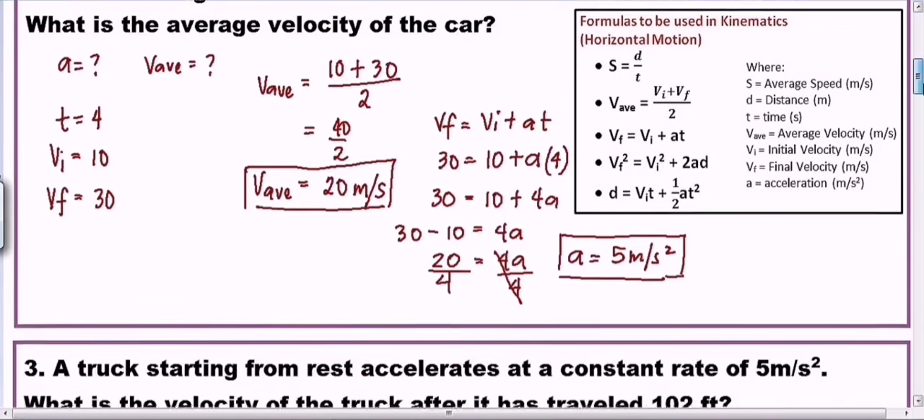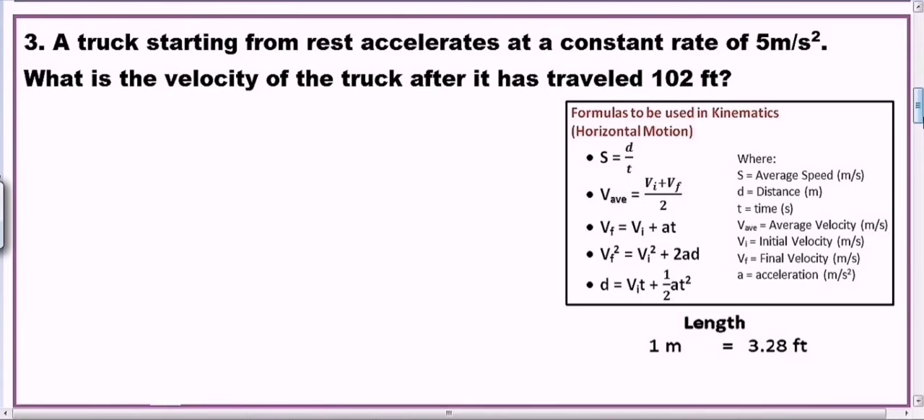Okay? Let's proceed to the third example. A truck starting from rest accelerates at a constant rate of 5 meter per second squared. What is the velocity of the truck after it has traveled 102 feet? Okay? So, eto guys, pag tinignan ninyo yung number na binigay, 5 meter per second squared. Pag nakita nyo yung meter per second squared, yung time nyo may squared, automatic acceleration yan. Huwag nyo nang patagalin pa, isulat nyo na acceleration siya. Kasi siya lang naman yung may unit na meter per second squared.